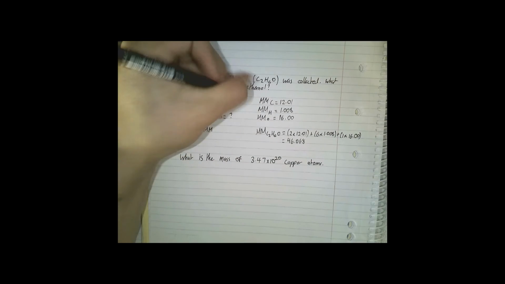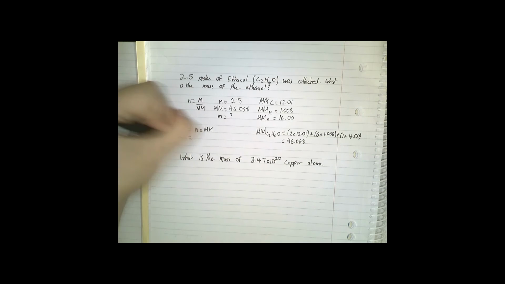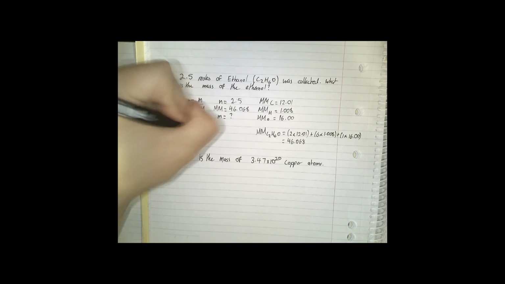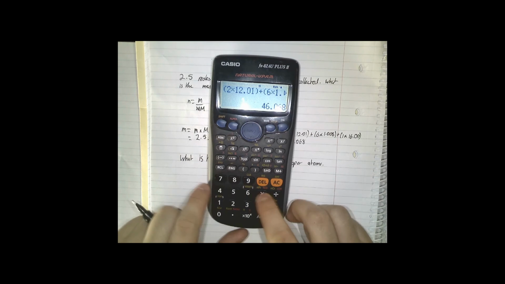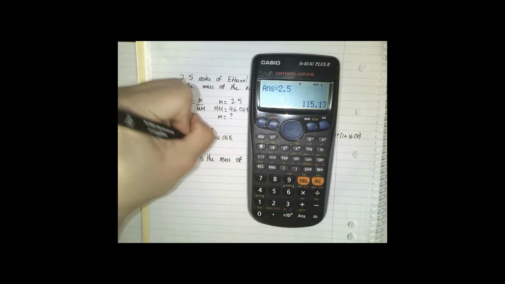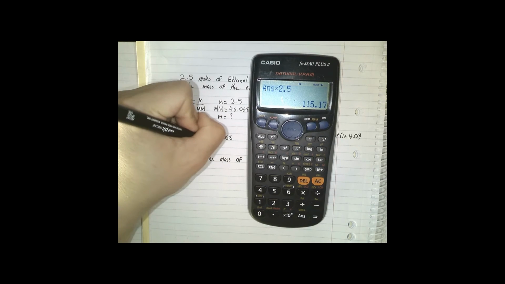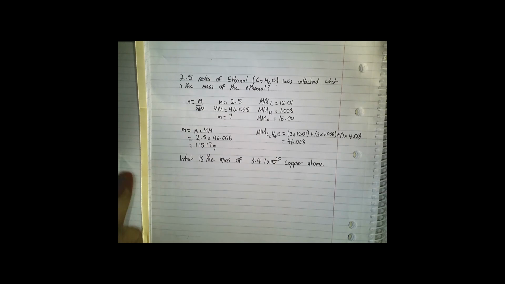I can now include this on my little data column that I put over here, 46.068, and I can include that in my calculation when I substitute in. So I have 2.5 moles of substance, and I'm going to multiply by 46.068. So my original answer times 2.5 is equal to 115.17, and that's the number of grams that I have of ethanol if I've collected 2.5 moles of the substance.